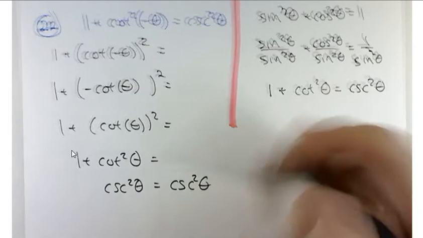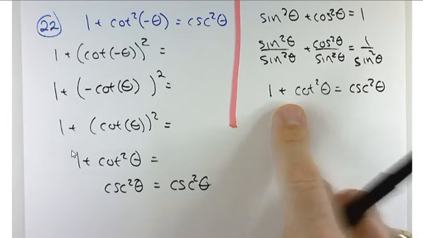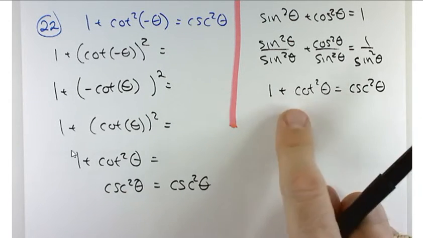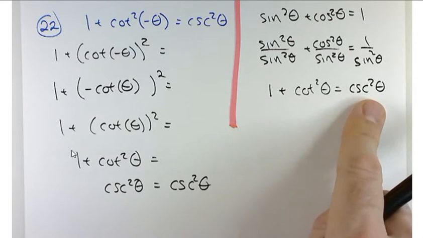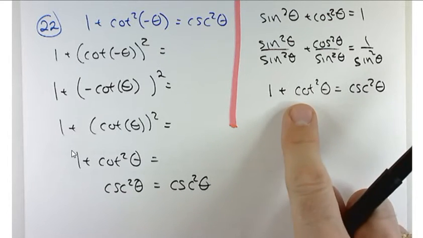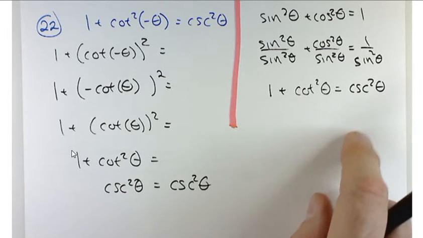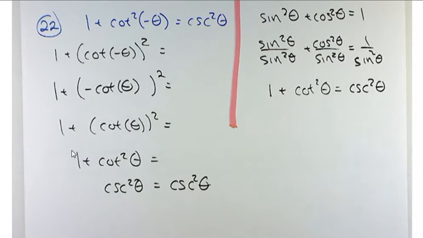Here, that's this identity. These two are the same. 1 plus cotangent squared of theta is the same thing as cosecant squared of theta. So I can replace this by this. Okay. Anything else? Thanks for the question.